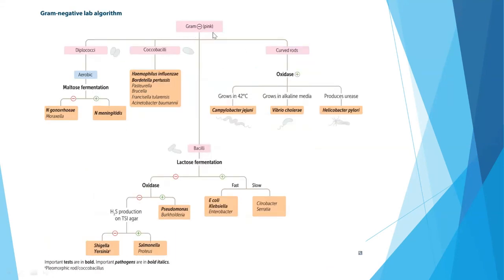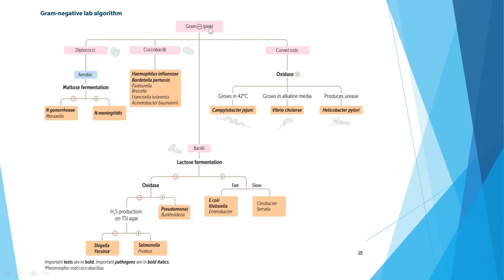Again, if you have a gram-negative organism, it may be a curved rod, it may be coccobacilli, or it may be diplococci. If it is diplococci, it is aerobic. Then we go for maltose fermentation. If it ferments maltose, then it is Neisseria meningitidis. If not, it is Neisseria gonorrhoeae. If it is coccobacilli, we have straightforward Haemophilus influenzae or Bordetella pertussis. If we have a curved rod, then we go for the oxidase test. These are generally oxidase positive. Then we go with a specific character, like if it grows at 42 degrees Celsius, it is Campylobacter jejuni. If it grows in alkaline media, it is Vibrio cholerae, and if it produces urease, it is Helicobacter.